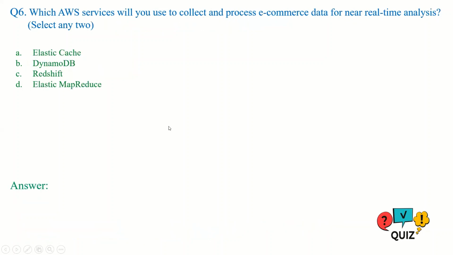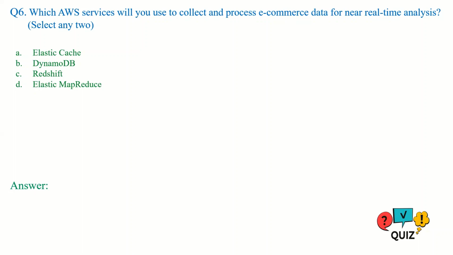So which AWS service will you use to collect and process e-commerce data for near real-time analysis? We need to select two answers. We have 4 options to go with: ElastiCache, DynamoDB, Redshift, Elastic MapReduce. A and B. A and B. Okay. Could you please recheck once again?